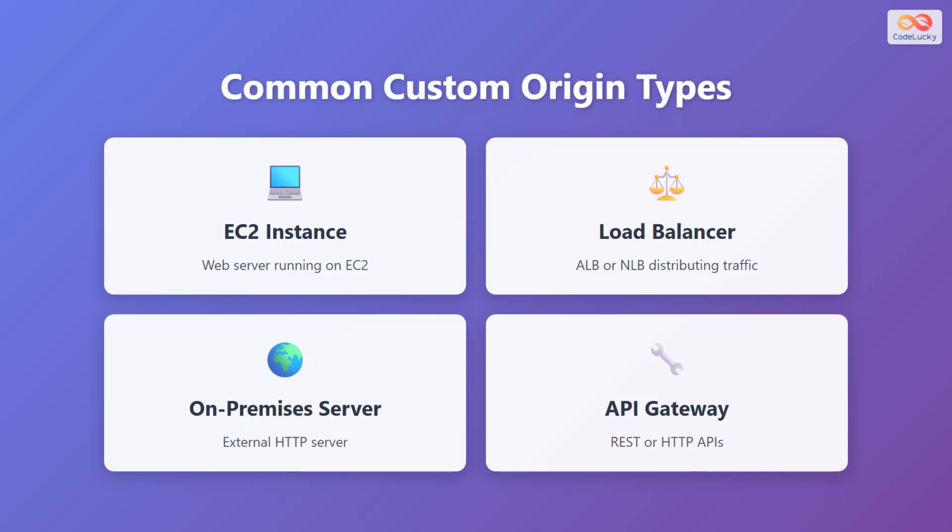Let's look at the most common types of custom origins. An EC2 instance running a web server is a popular choice for dynamic content. A load balancer, such as an application load balancer or network load balancer, can distribute traffic across multiple backend servers. You can also use an on-premises server, which is an external HTTP server running outside of AWS. Finally, API Gateway is often used as a custom origin for REST or HTTP APIs.